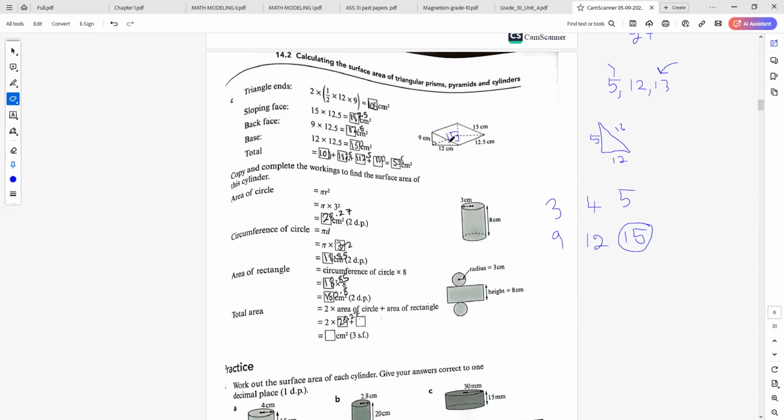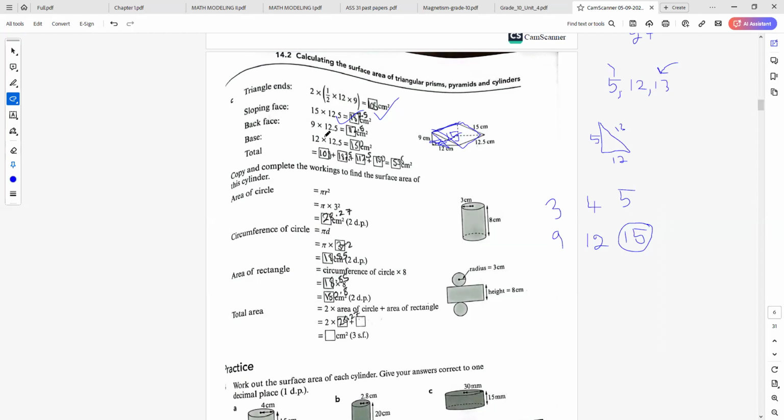Now here I had to find out the area of this face, that is half into 12 into 9. The base is 12 and the height is 9. Then you have to multiply by 2 since we have two such faces. Then that is 108. Then you have to find out the surface area of this rectangle, that is 15 into 12.5. Then 9 into 12.5, because if this is 12.5, this is also 12.5. This is also 12.5.